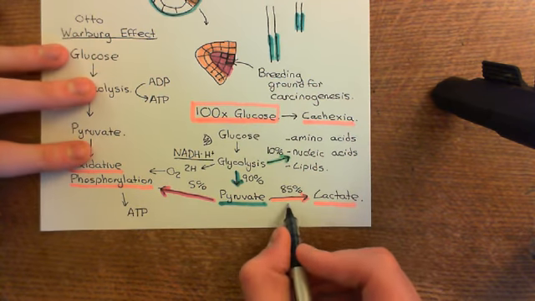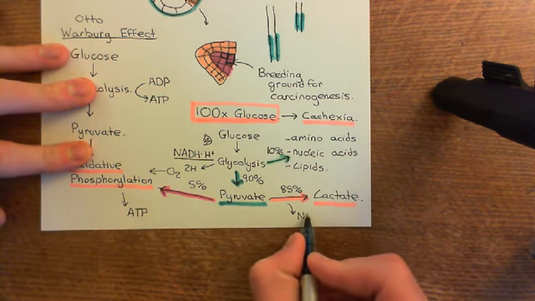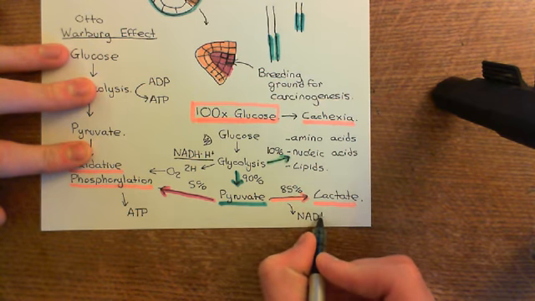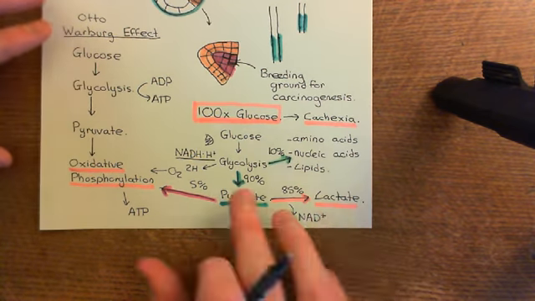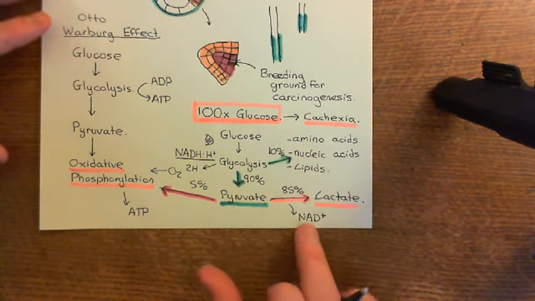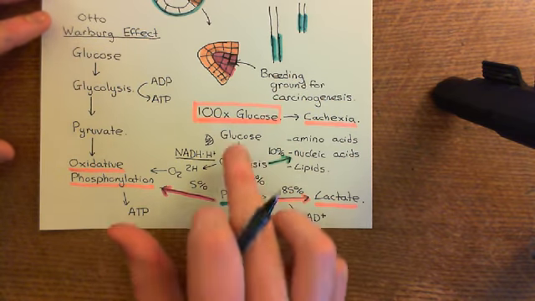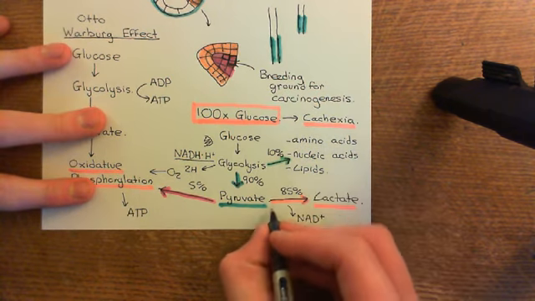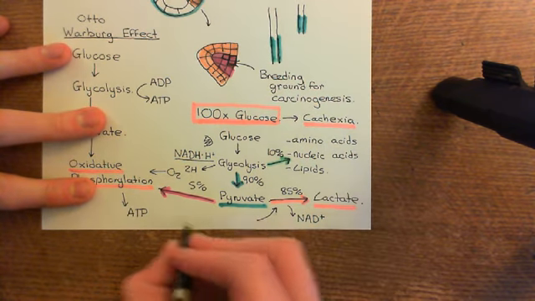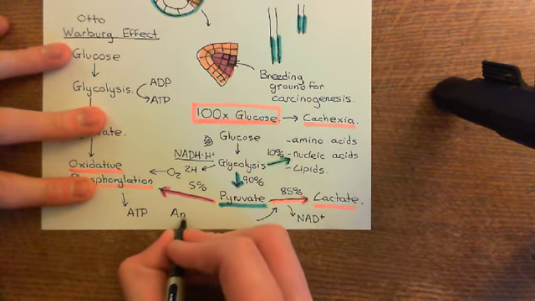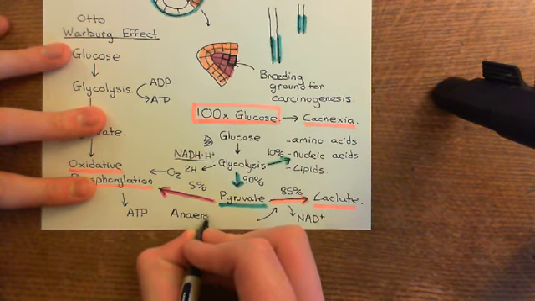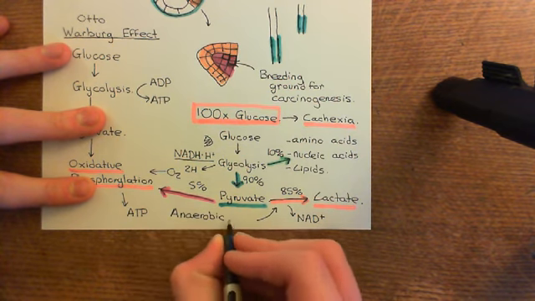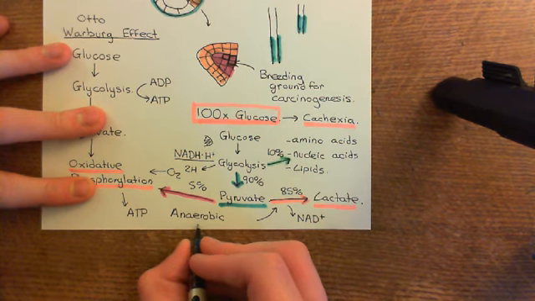And all that does is it regenerates the original NAD plus molecules back again. So that's the only use of that reaction. It means that we now have these molecules back again so we can do more glycolysis. So this is the anaerobic respiration reaction. This is what is happening in your skeletal muscle when oxygen levels go very low, and it results in the production of lactate.